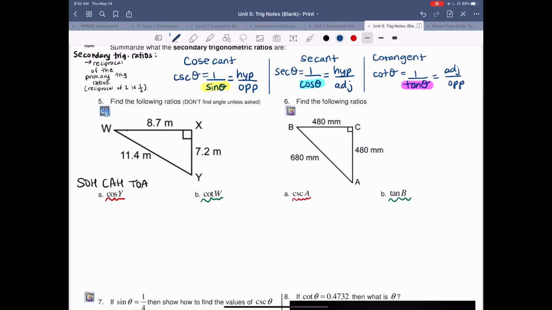So for question 5, I went ahead and wrote SOHCAHTOA on the page. It says find the following ratios. Don't find angle unless asked. And so we have, well, it says cos Y. That means my angle reference is right here. And so with the red pen, I'm going to say, well, that's my reference angle.